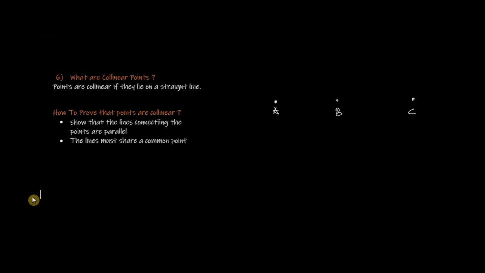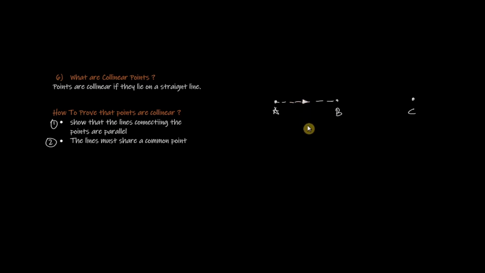So there are 2 conditions that need to be satisfied. The first condition is that we need to show that lines connecting the points are parallel. That's condition 1. And condition 2, the lines must share a common point. So if we can satisfy those 2 conditions, we can assert that the points are collinear. So here are lines connecting these points. Here's the first line. This line connecting these 2 points, I can give a name to that. I could call this a vector.